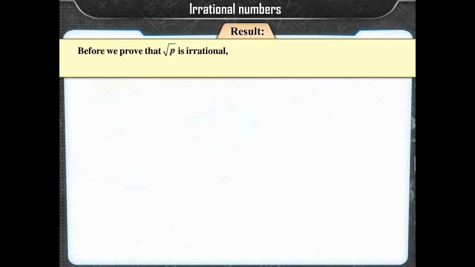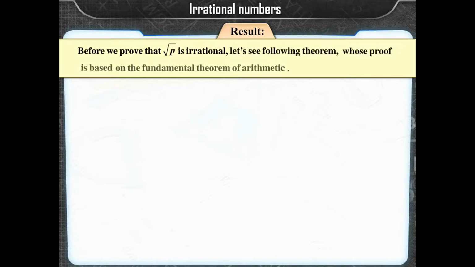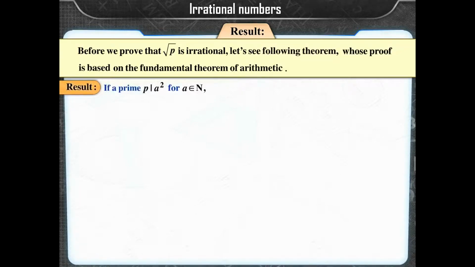Before we prove that square root of p is irrational, let's see the following theorem, whose proof is based on the fundamental theorem of arithmetic. Result: if a prime p divides a squared, for a belongs to N, then p divides a, where a is greater than 1.